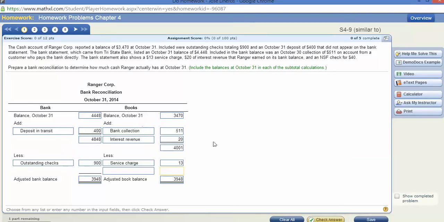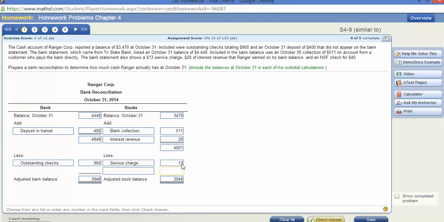Okay, so going back for a second here, we started with $3,470, which is what's on the books, and then we're adding what the books could not possibly know. The books don't know until they see the bank statement that $511 was collected on account. The books don't know what interest revenue is until the bank statement is looked at that says, hey, you got $20 of interest revenue. And then minus, there are things that the books could not possibly know about.